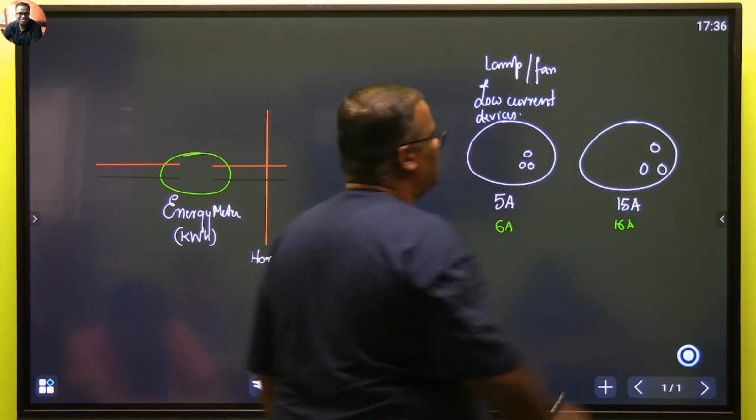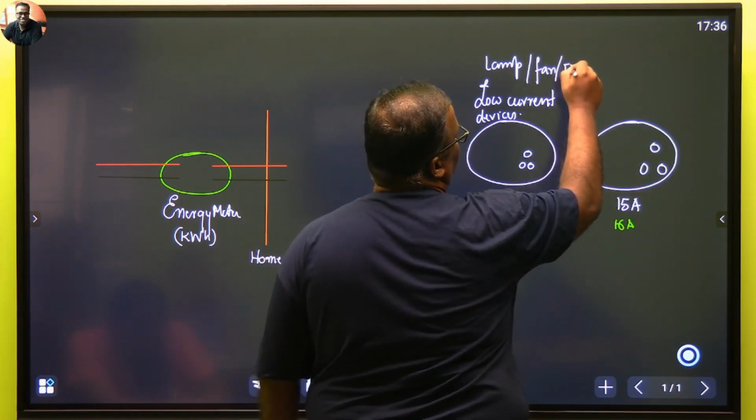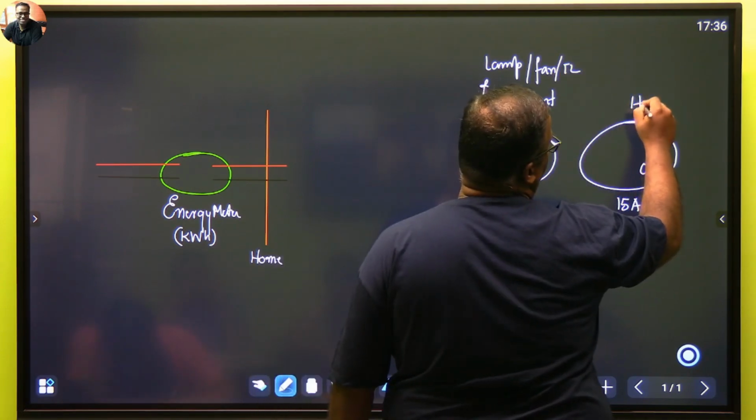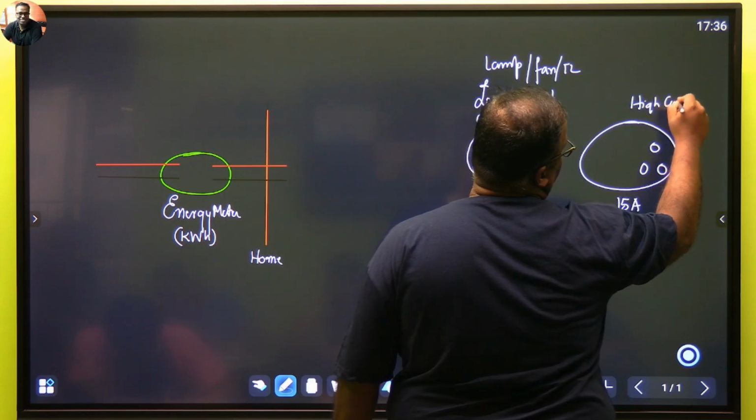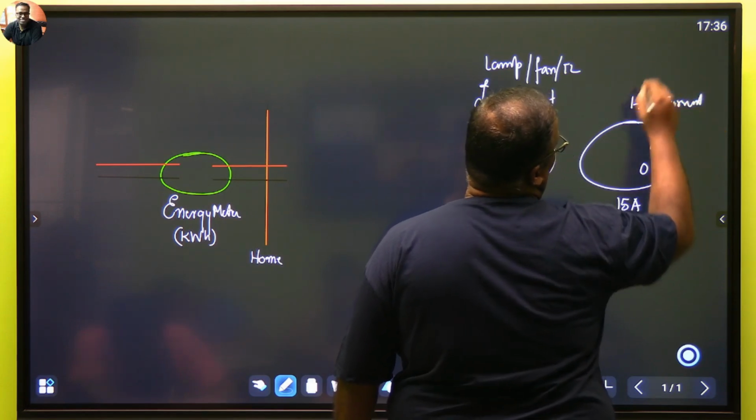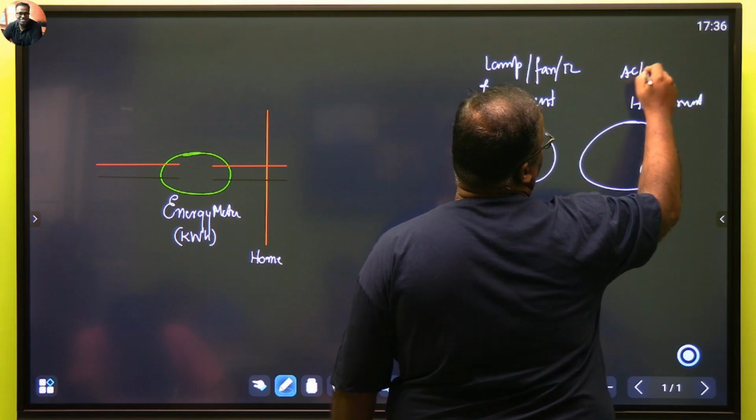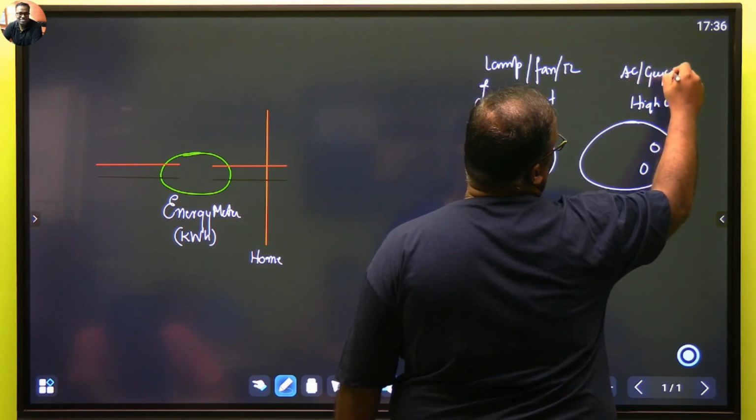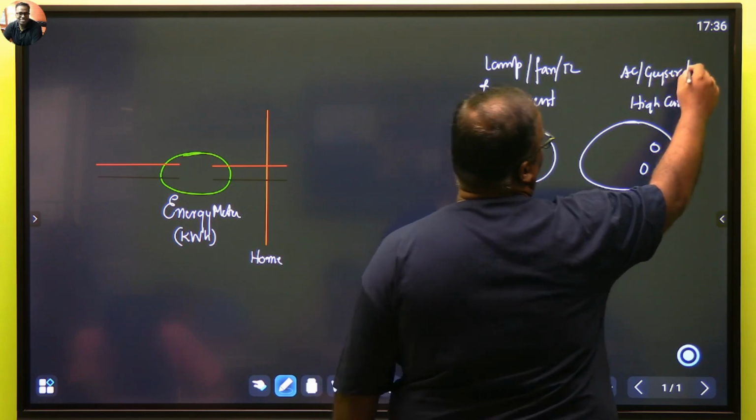And these are the tube lights. These are all low current devices. And this caters to my high current devices. Okay, what are the high current devices? AC, geyser, anything which you are heating or cooling, simple.